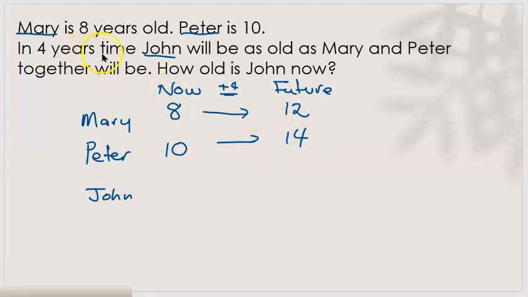So the question says, in 4 years' time, John will be as old as Mary and Peter together will be. When we add the 12 and the 14, how much are we going to get? 12 plus 14, we're going to get 26. So we know that John, in 4 years' time, is going to be 26. But the question is asking, how old is John now? To find out how old John is now, we have to minus 4. And when we take 4 from 26, we know that John is 22.